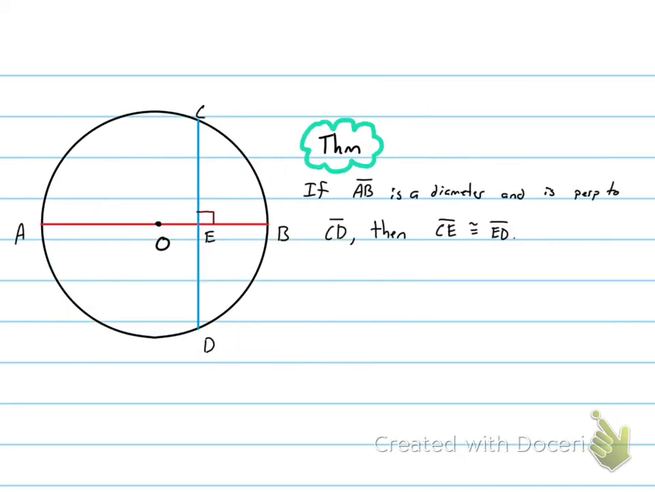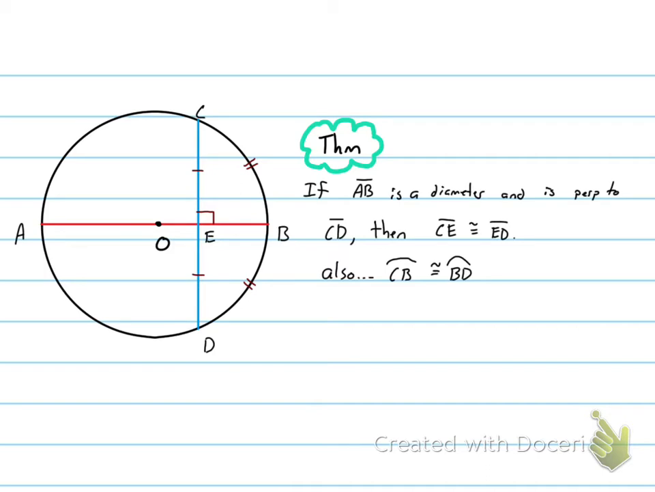Last theorem we're going to talk about. If AB is a diameter and is perpendicular to a chord, then we know that it cuts it in half. So in this diagram, basically any line going through the center of the circle, if it hits a chord at a perpendicular angle, then it's cutting it in half. So in this diagram, if AB I can see is perpendicular to CD, then I can conclude that CE and ED are congruent. I also could say that arc CB and arc BD are also congruent.